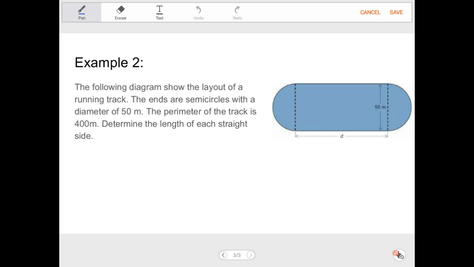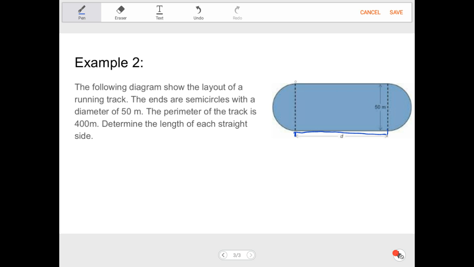The perimeter of the track is 400 meters. Determine the length of each straight side. So what we want to know here, everybody, is how far is a straight side? What we do know is that a track is supposed to be 400 meters, so a perfect track is 400 meters around.